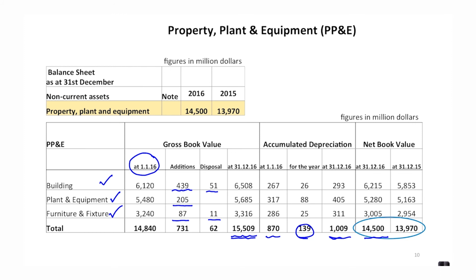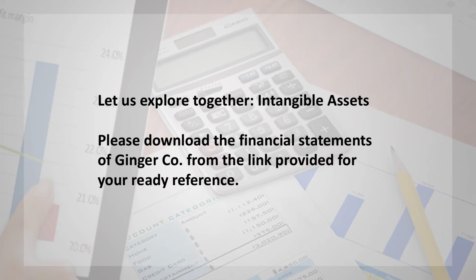Remember, this goes to the balance sheet, so you can trace both the amounts to the balance sheet of both the 2016 and 2015, and the amount is the same. I hope this clarifies on how we present the fixed assets in the balance sheet and how do we calculate depreciation to arrive at the net book value of the assets.